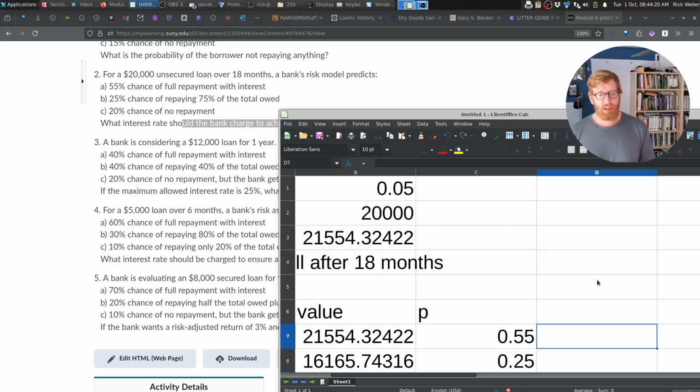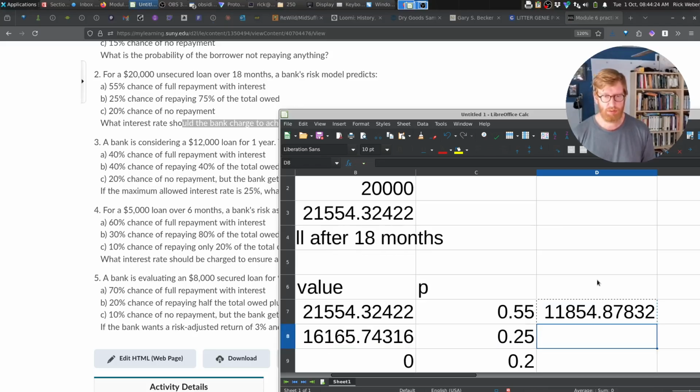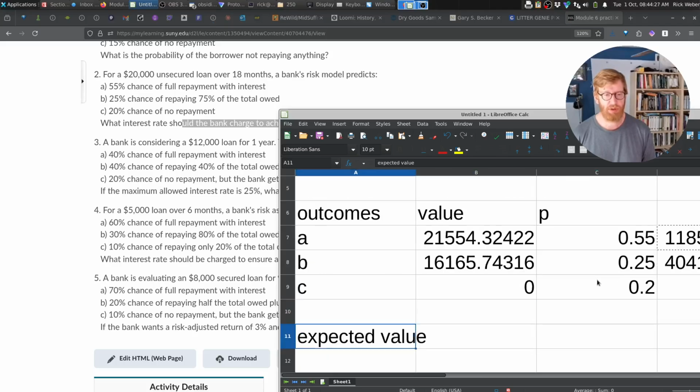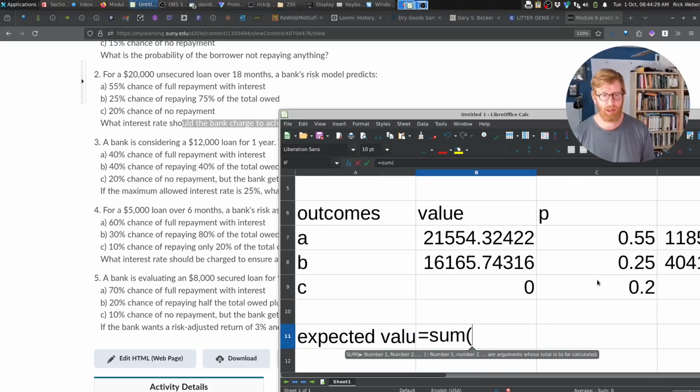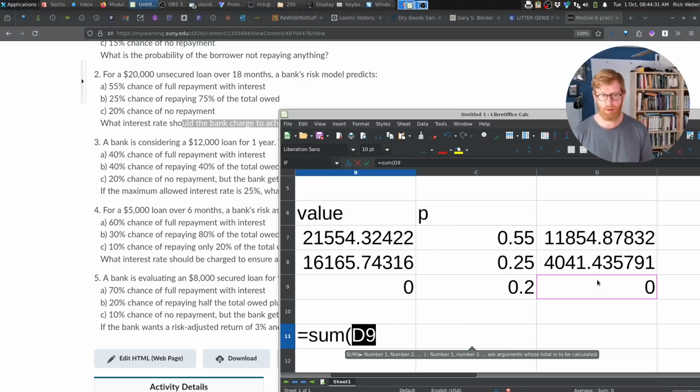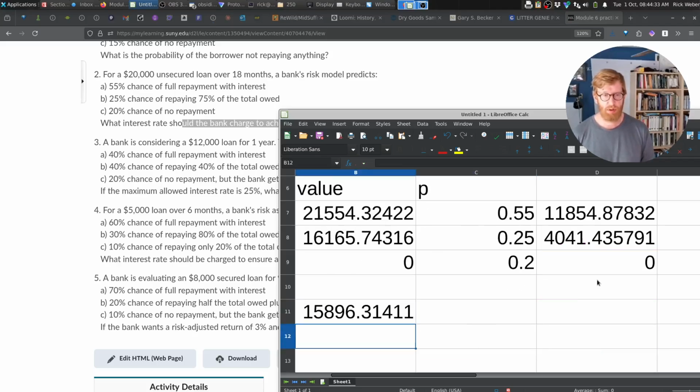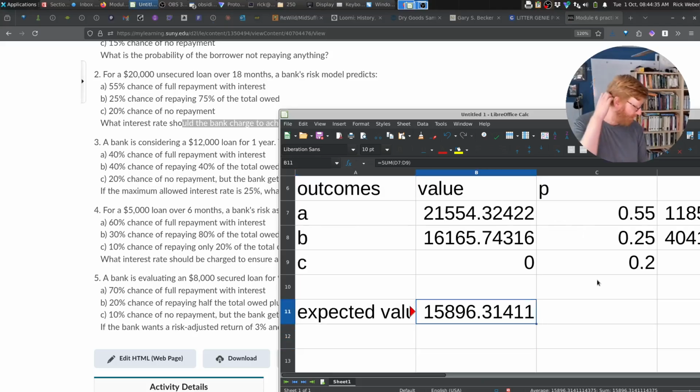Let's do this the easier way. We're just going to put those there, and then we'll just sum up that block. All right, same deal.